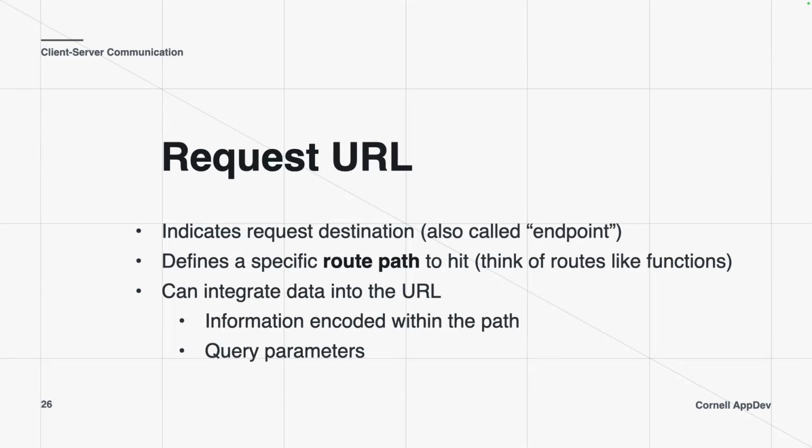And these two terms are kind of used interchangeably. It defines the specific route path to hit. A good visualization of a route path is, if you think of it like a function, it has an input and tells you an output, kind of like telling you where to go. So that's essentially what the route path does. And so you can integrate data into the URL, so information is already encoded into that path. And a part of this is query parameters, which we'll see in a minute.